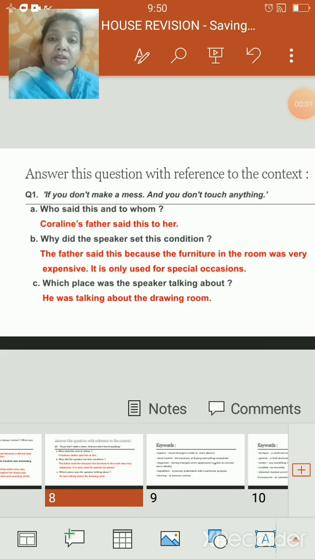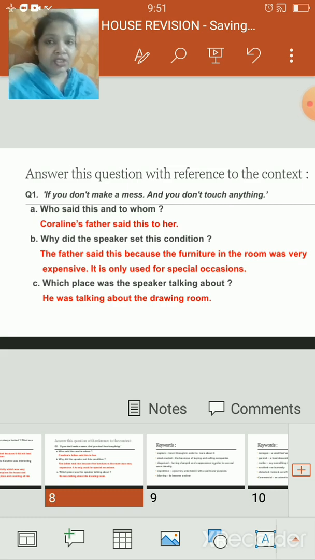So now children, quickly we will go through reference to the context. Now the first question is: if you don't make a mess and you don't touch anything. So who said this and to whom? So we know the answer. It's Coraline's father who said this to her. Second question, why did the speaker set this condition? What was the condition? The condition was don't touch anything, right?